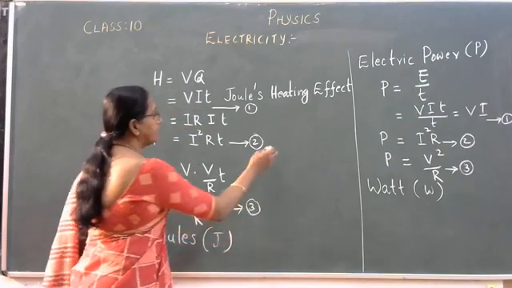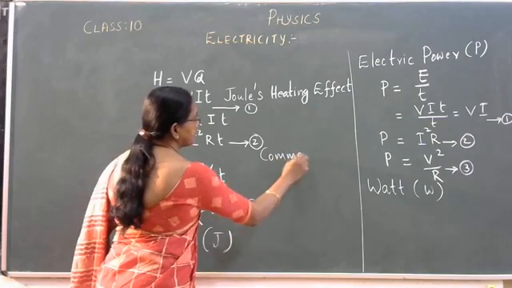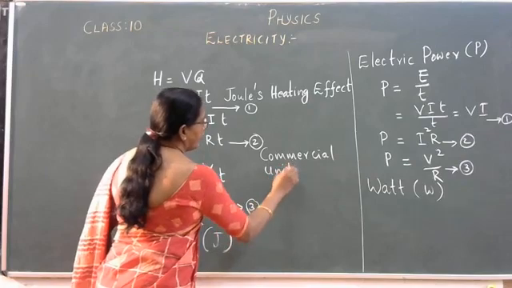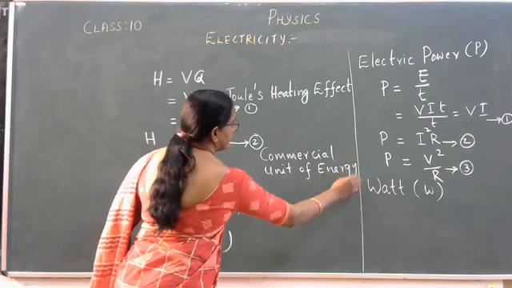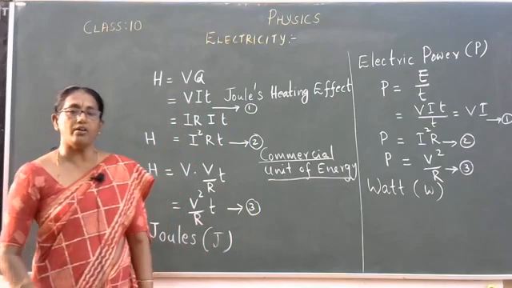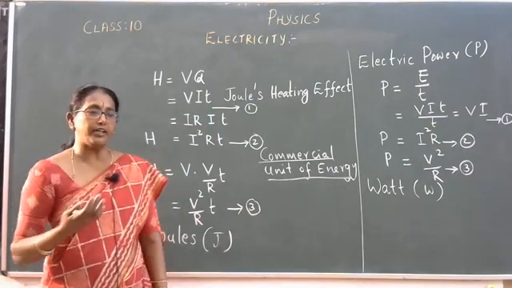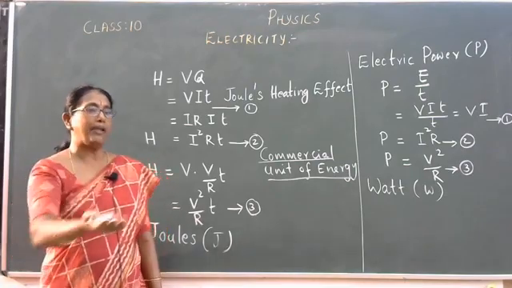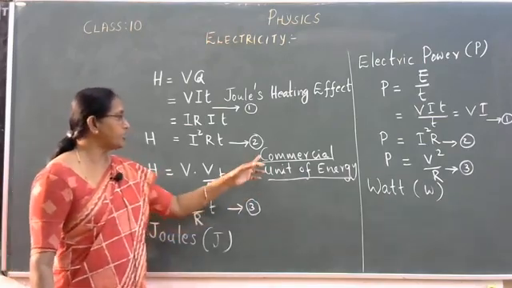But there is another unit for energy which is called the commercial unit. Commercial unit of energy. So what is the meaning of commercial unit? Because we are all using electrical energy for our day-to-day life. Actually we are buying electrical energy and we are paying for that. So the bills we are calculating, there we are commercially calculating.